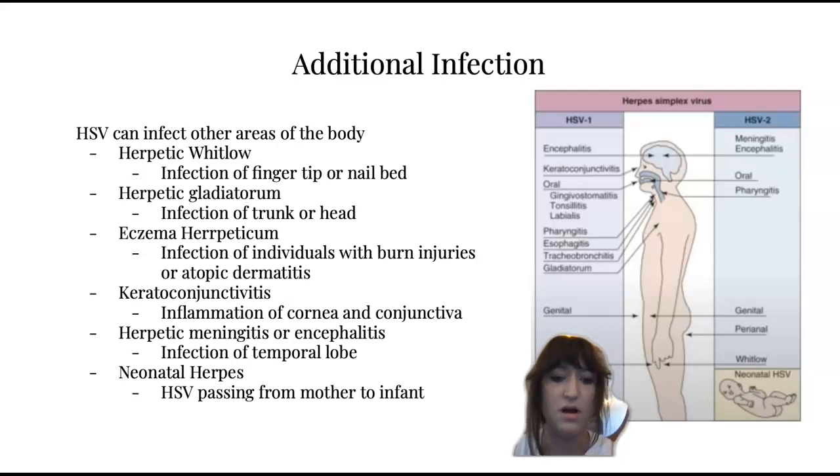And so there's also herpetic meningitis and encephalitis, which is infection of the central nervous system, specifically the temporal lobe. And this can happen in healthy individuals. Herpetic encephalitis is the most common form of sporadic encephalitis in the U.S. And then neonatal herpes, as we discussed before, is passed from the mother to the infant.